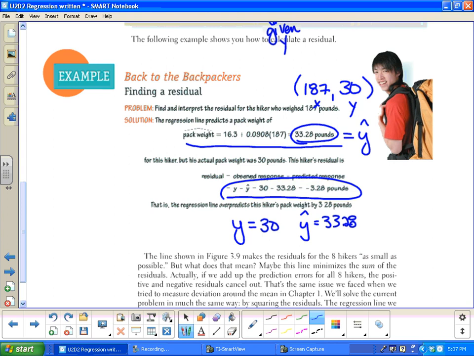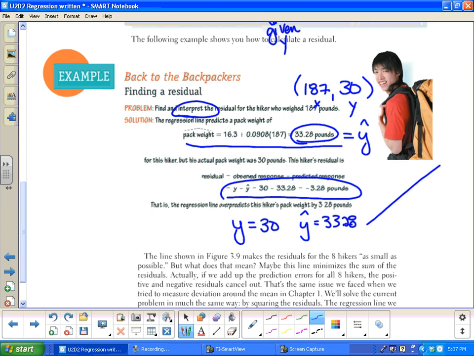And then they also ask you to interpret this. When you interpret, you just want to state what it means in the context of the problem. So what this means is that our equation has underpredicted. Oh, sorry. Okay, no, I got this backwards.